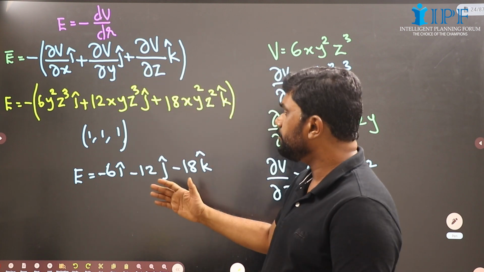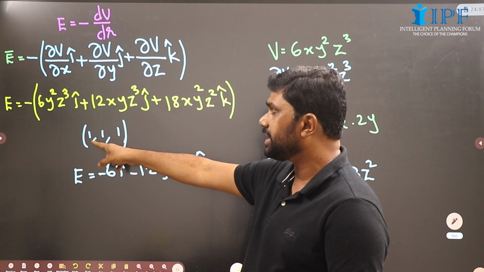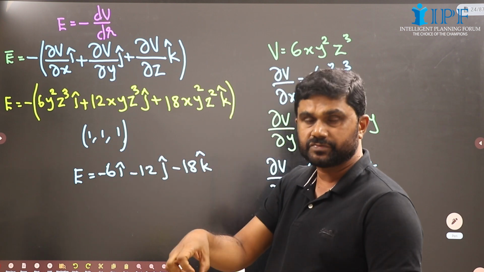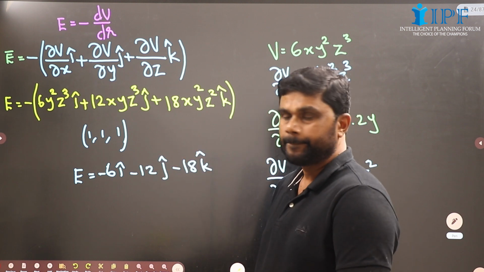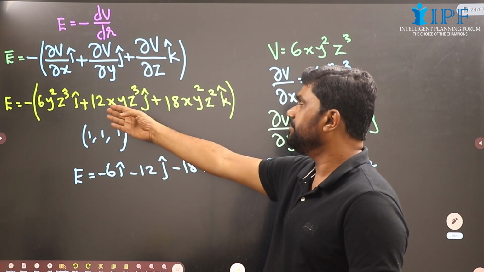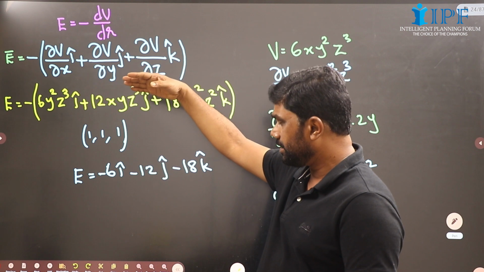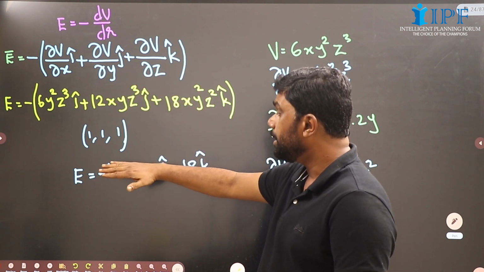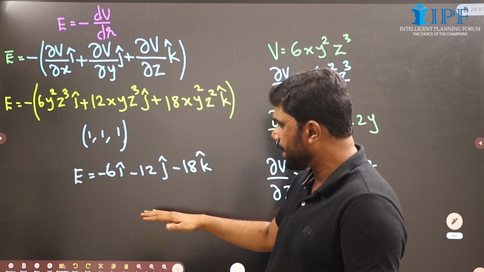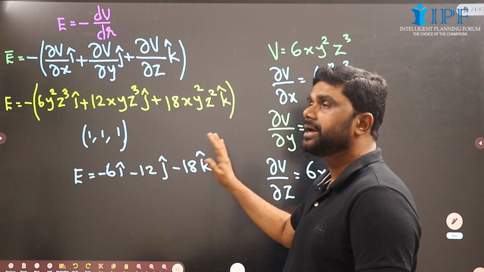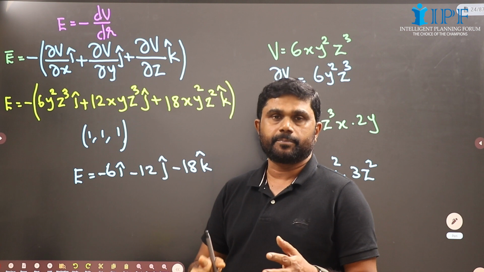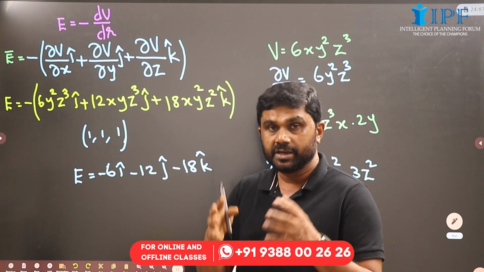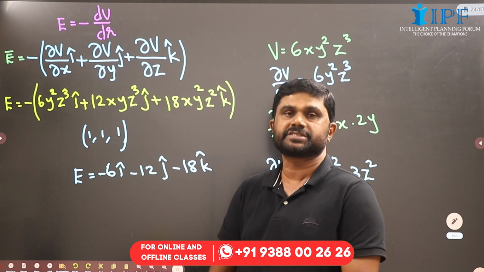Suppose we want to find the intensity of electric field at the point 1, 1, 1, means x coordinate is 1, y coordinate is 1 and z coordinate is 1. Then, when we put x equal to 1, y equal to 1 and z equal to 1, we will get E equals minus 6i cap minus 12j cap minus 18k cap. This is how we have to find the intensity of electric field if the potential function is given.